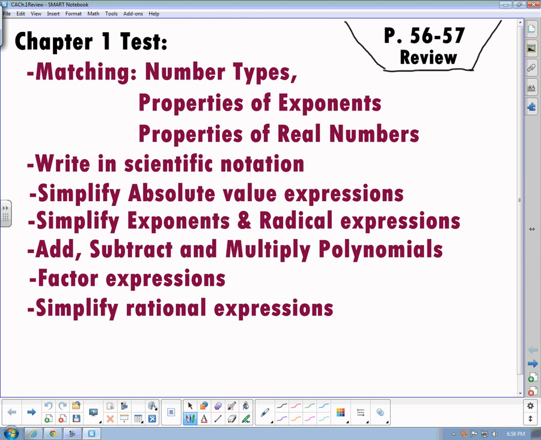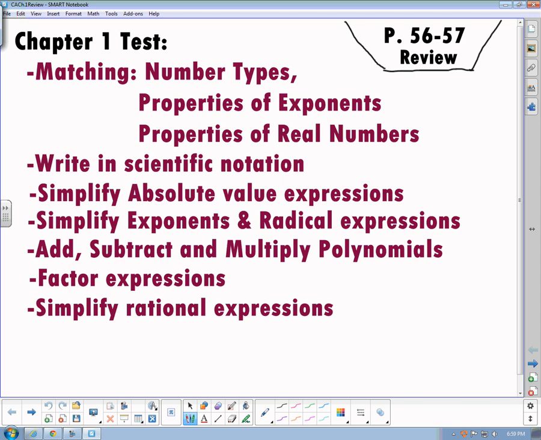For the Chapter 1 test, it will be one piece of paper on both sides. The first part of it will be a matching section. One part of the matching will be on the types of numbers. Another part of matching will be on properties of exponents and some properties of real numbers. You'll have some matching and some true-false with those.